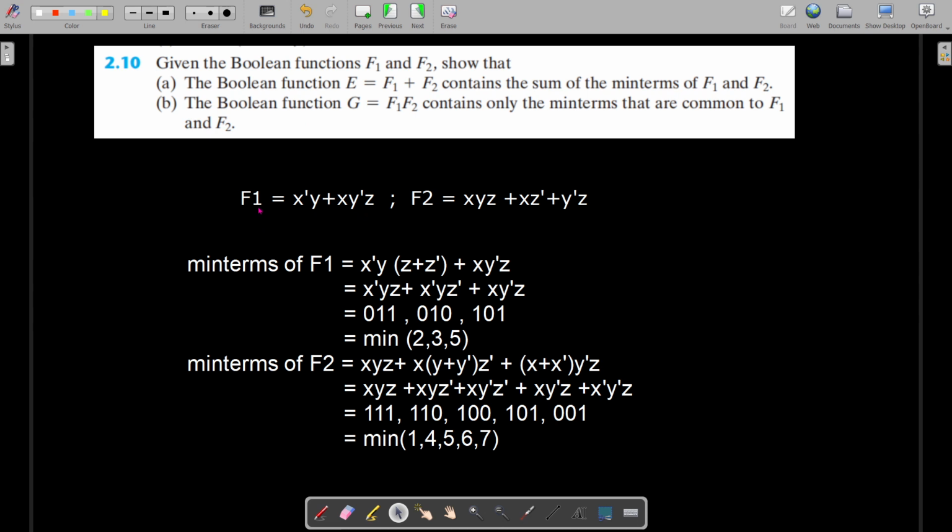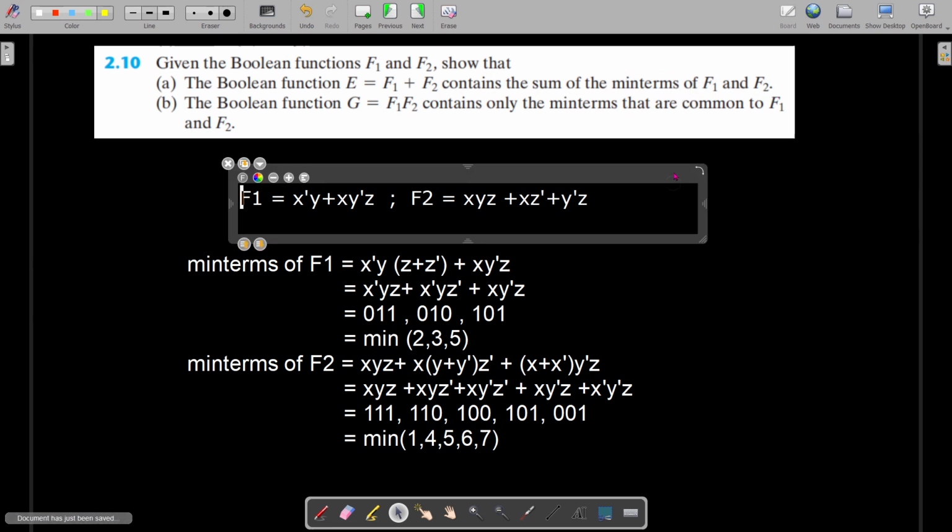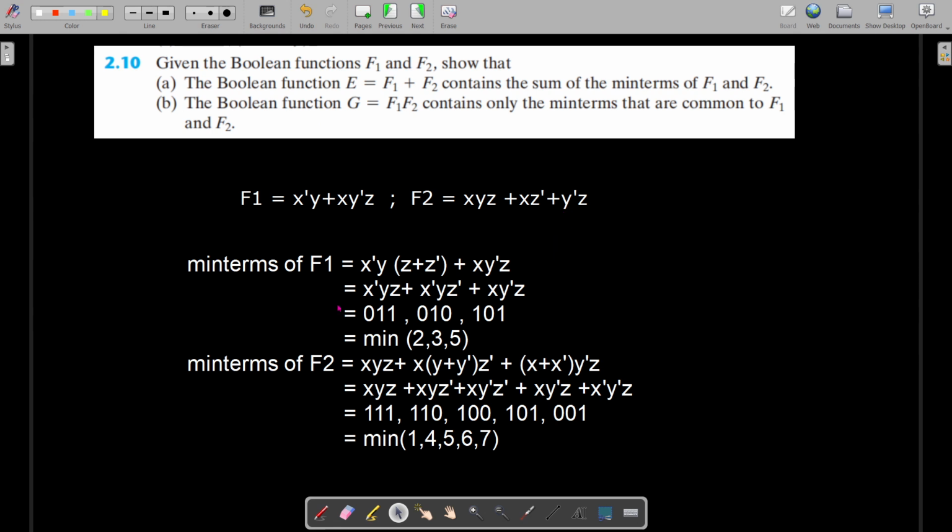I have taken f1 as x'y + xy'z and f2 as xyz + xz' + y'z. Here it is mentioned that ORing of functions f1 and f2 is used, so that contains the sum of the minterms of f1 and f2. It is noticed that we have to find out the minterms for these functions.